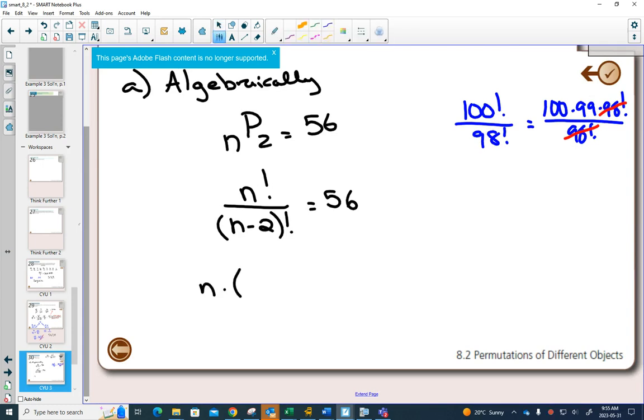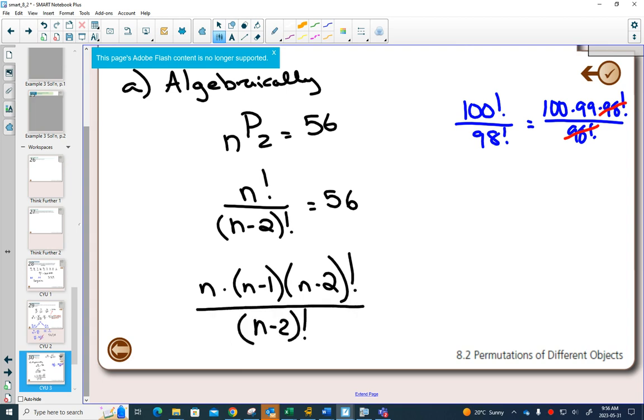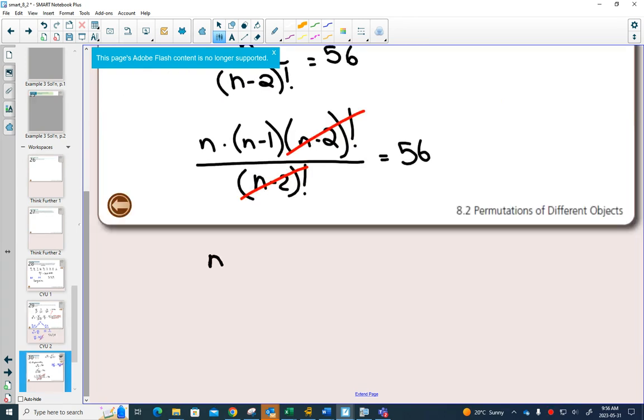This would be n times, and then you would do 1 less, which is n minus 1. And then you would do 1 less, and you keep going until you get what's on the bottom. And you would say, well, I could keep going, but I'm just going to put an exclamation mark with that one, that it keeps on going. This would simplify. And now we have changed our equation to no longer having factorials. In fact, if I distribute the n, I have n squared minus n equals 56.